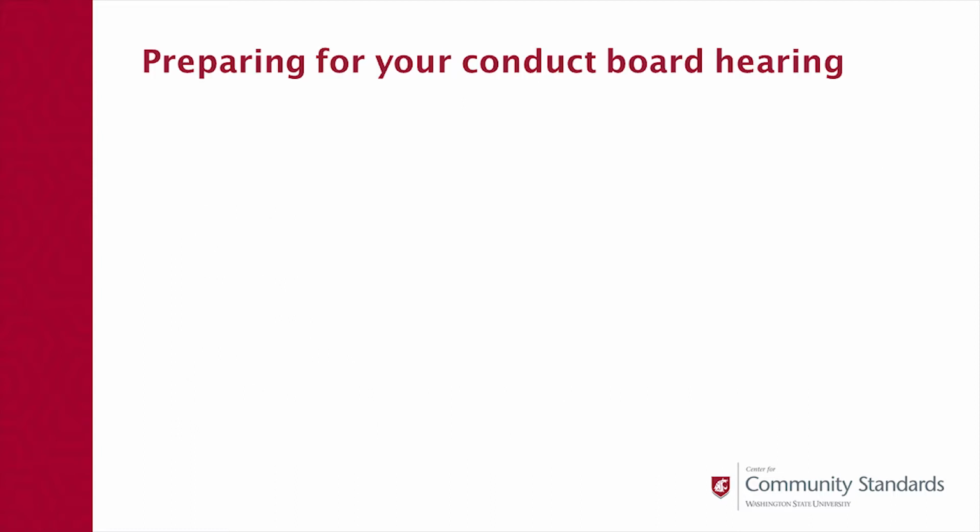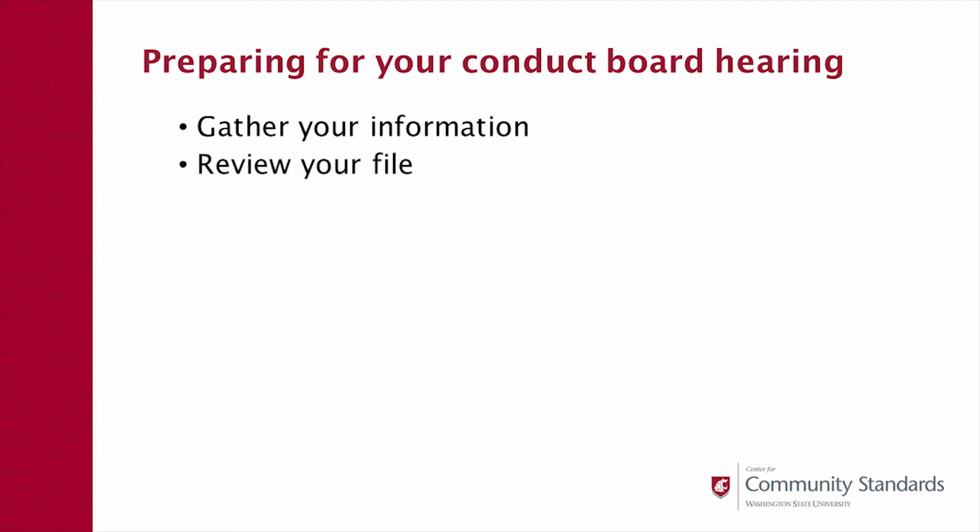To prepare for your conduct board hearing, you'll want to do a couple things. The first is you'll want to gather your information. Sharing your information ensures that your experience is part of the conversation and added to your conduct file. Again, you can provide a written statement, additional documentation, witnesses, or ask your witnesses to contact your conduct officer. You'll want to review your file before the conduct board hearing. You can schedule an appointment to review your file by contacting the Center for Community Standards.